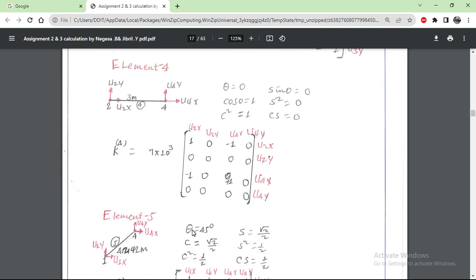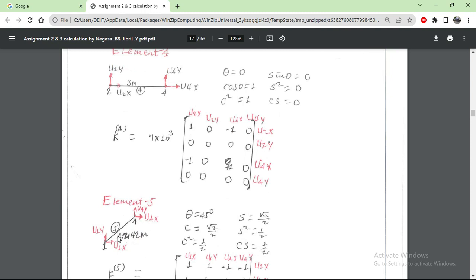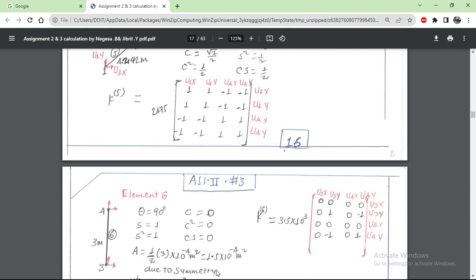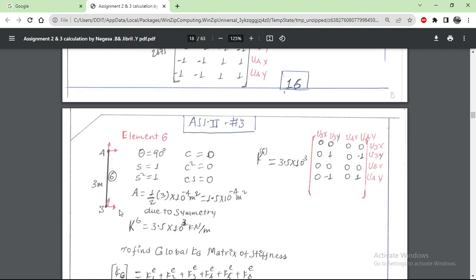For element number 5, the given angle is 45 degrees inclined. After calculation, you get this angle, and then those results are generated. For element number 6, the angle is 90 degrees. Due to symmetry, the area we take is half of the given area, since our point here is on the line of symmetry. So half of this section, one half times the given area. Then this one is calculated.